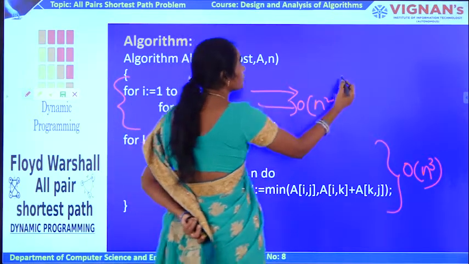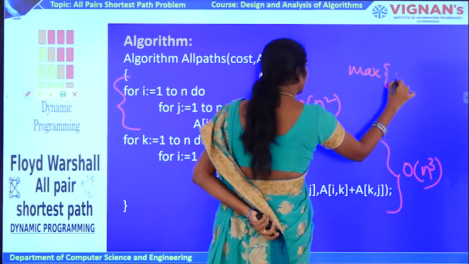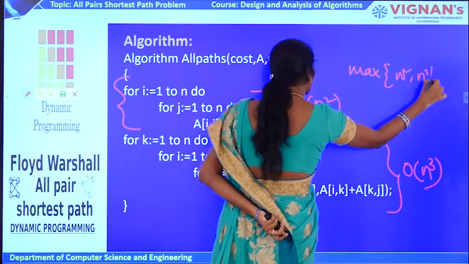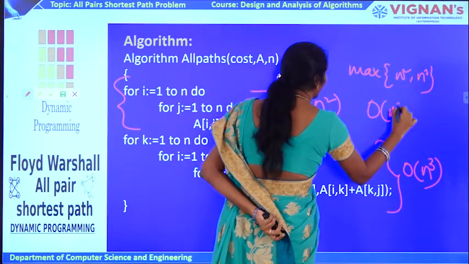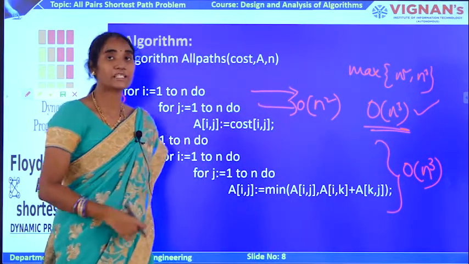So this will be executed in n square times and this will be executed in n cube times. Out of these two, which one is the maximum? Max of n square and n cube. N cube is the maximum one. So finally big O of n cube is the final time complexity of the APSP problem.